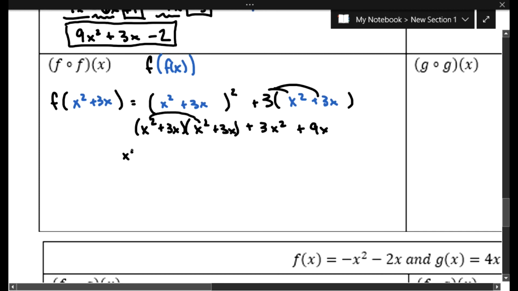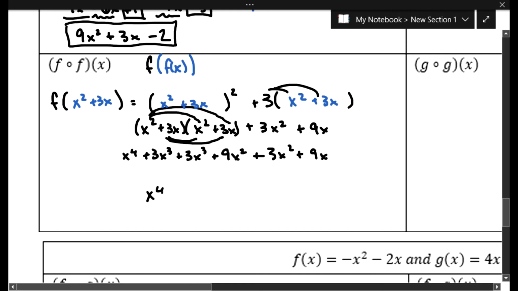So that's going to be x to the fourth. X squared times 3x is going to give me 3x cubed. 3x times x squared is going to give me 3x cubed. And 3x times 3x is going to give me 9x squared. I have these two terms from the second part. And I'm just combining like terms.